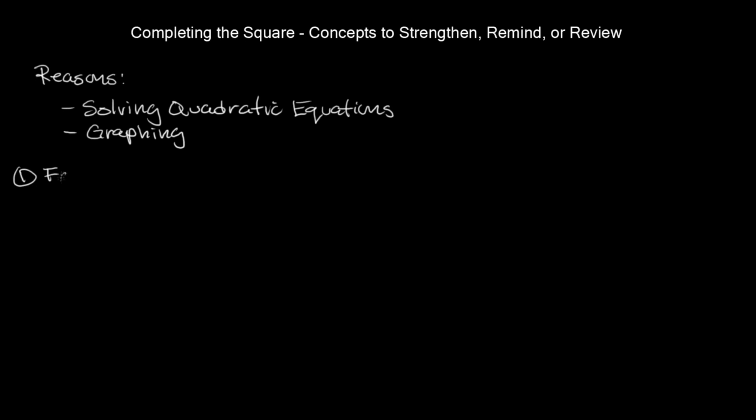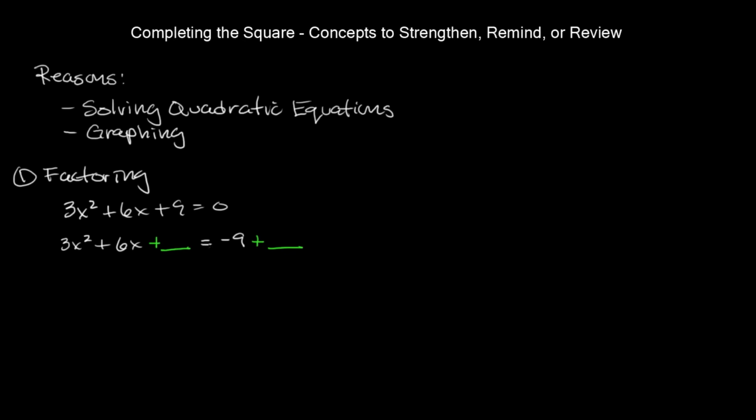Okay, so the first concept has to do with factoring. So this factoring is for the more complicated problems where you have a coefficient that is anything but 1 on the x squared term. So for example, let's say you had something like this. Then, as you know, you move the 9 over to the other side to get this. And you put blank spaces there, right? Then what you're going to do is factor the 3 out, right?